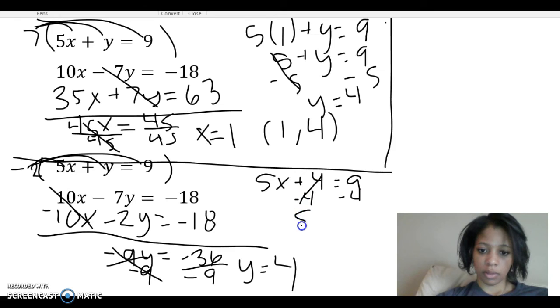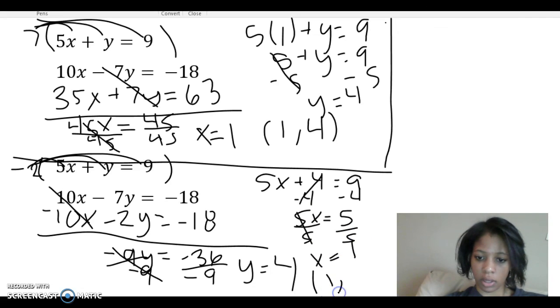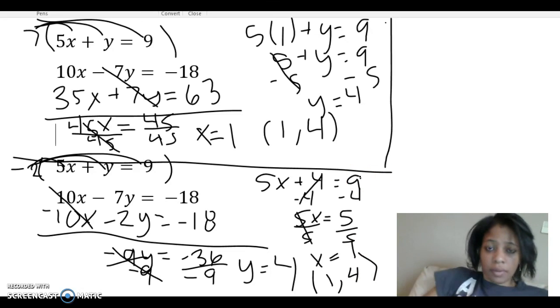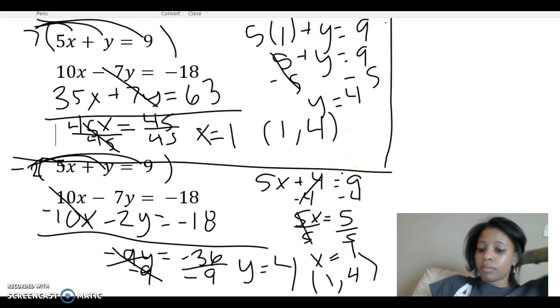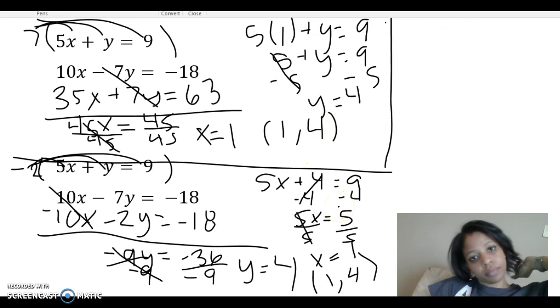So it cancels. I bring down my 5x equals 9 minus 4 is 5, right? Then I divide by 5. Cancels out. x would equal 1. So my answer would be (1, 4), which is the same. So again, there's going to be a variety of ways you can do it, but you're still going to end up with the same answer if you do it correctly. Okay?